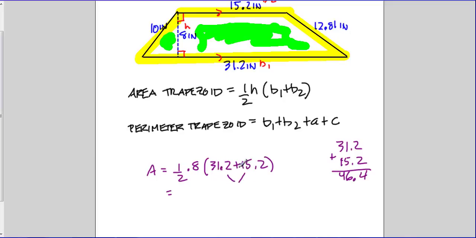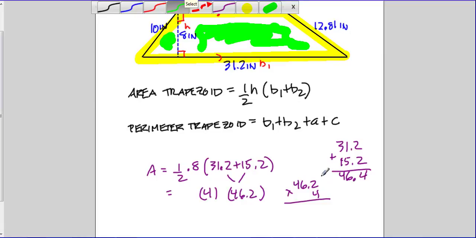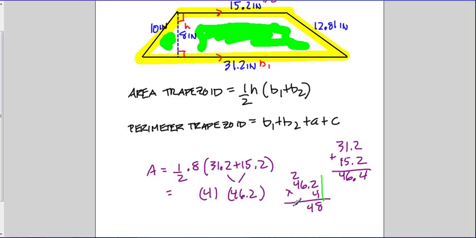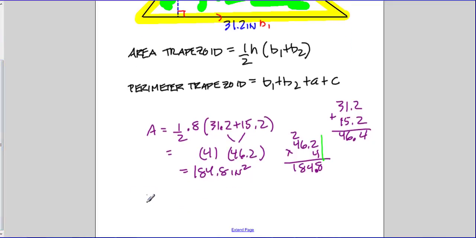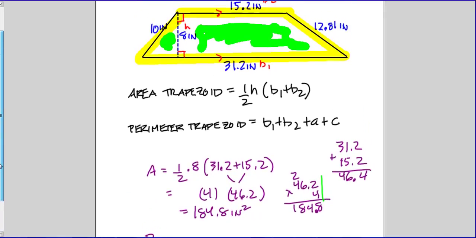So these two together added make 46.4. Then half of 8 is 4, so I have 4 times 46.4. Now I multiply. Remember, when I multiply, I line digits up on the right. So that's 8, 24, carry a 2. That's 18. So now I have one place total behind a decimal point, so that's 184.8 square inches. And then the perimeter, P, is the sum of the sides.